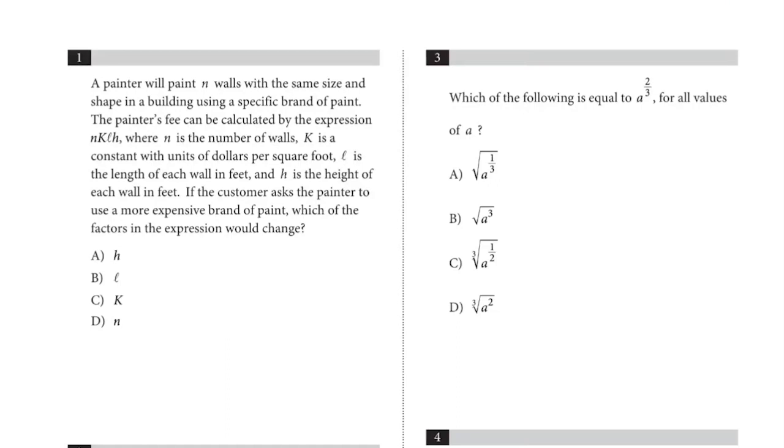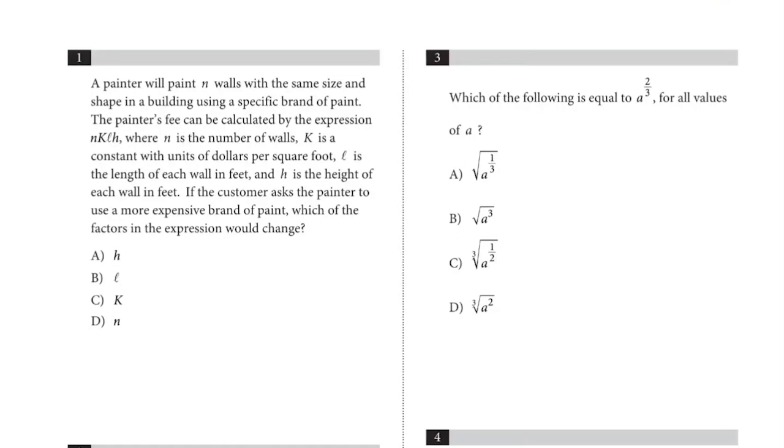So let's begin. For question 1, a painter will paint n walls with the same size and shape with a specific brand of paint. The painter's fee can be calculated by the expression nkLh, where n is the number of walls, k is a constant with units of dollars per square foot, L is the length of each wall in feet, and h is the height. If the customer asks the painter to use a more expensive brand of paint, which of the factors in the expression would change?